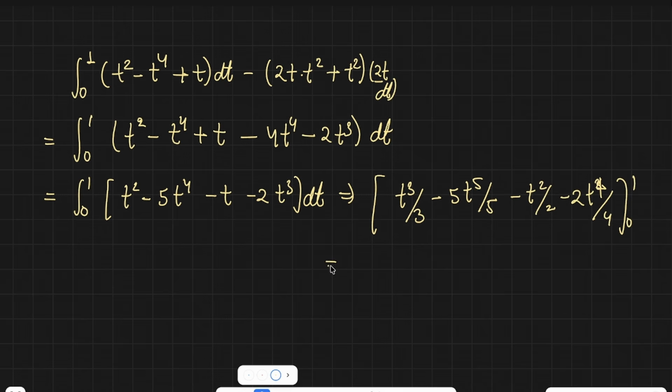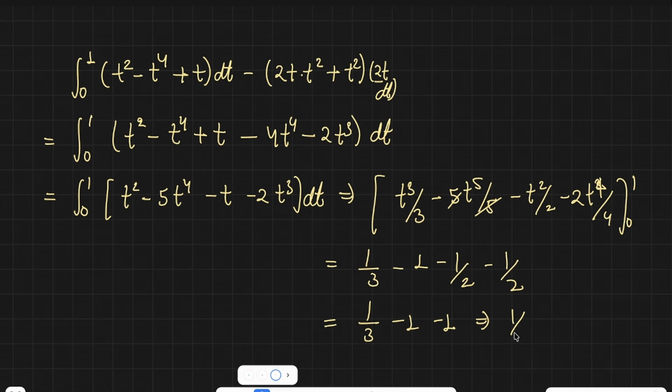So it is basically 1 by 3 minus 1, minus 1 by 2 and minus 1 by 2. Okay, so it is 1 by 3 minus 1 minus 1, so it's going to be 1 by 3 minus 2, and that is basically 1 minus 6 over 3, which is minus 5 by 3. So this is the answer. This is how you can solve.